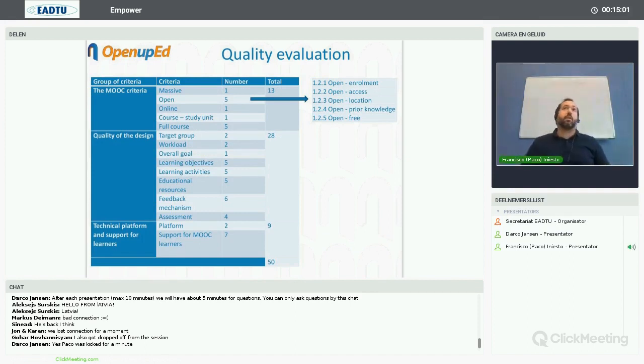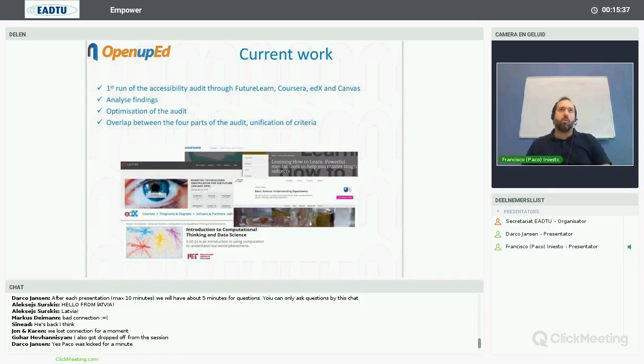And therefore, finally, the group of criteria comprises 3 areas: the MOOC criteria, quality of design, and technical platform and support for learners, with a total of 50 criteria. And all those criteria have been renamed one by one. So, for example, we have 5 related to open: open enrollment, open access, open location, open prior knowledge, or open free, which allows us to go into depth to understand every single criterion.